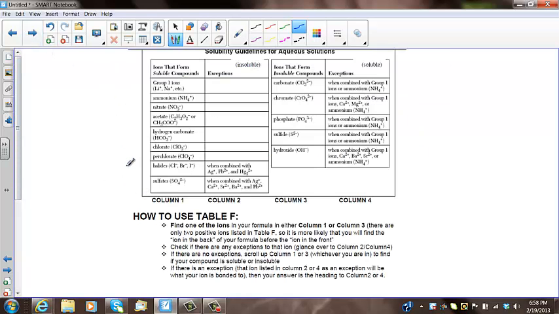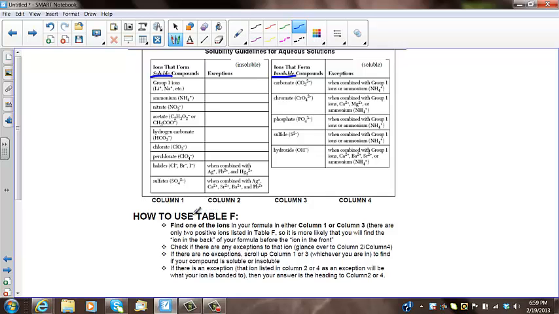This is Table F. You have 4 columns. On the left, you have ions that form soluble compounds. So all of these ions will form a soluble compound with anything that they're mixed with, except if it meets these exceptions. And on the right side of the table, we have ions that form insoluble compounds, meaning carbonates, chromates, phosphates, sulfides, hydroxides are always going to form insoluble compounds unless we meet the exception, and then it would become soluble.